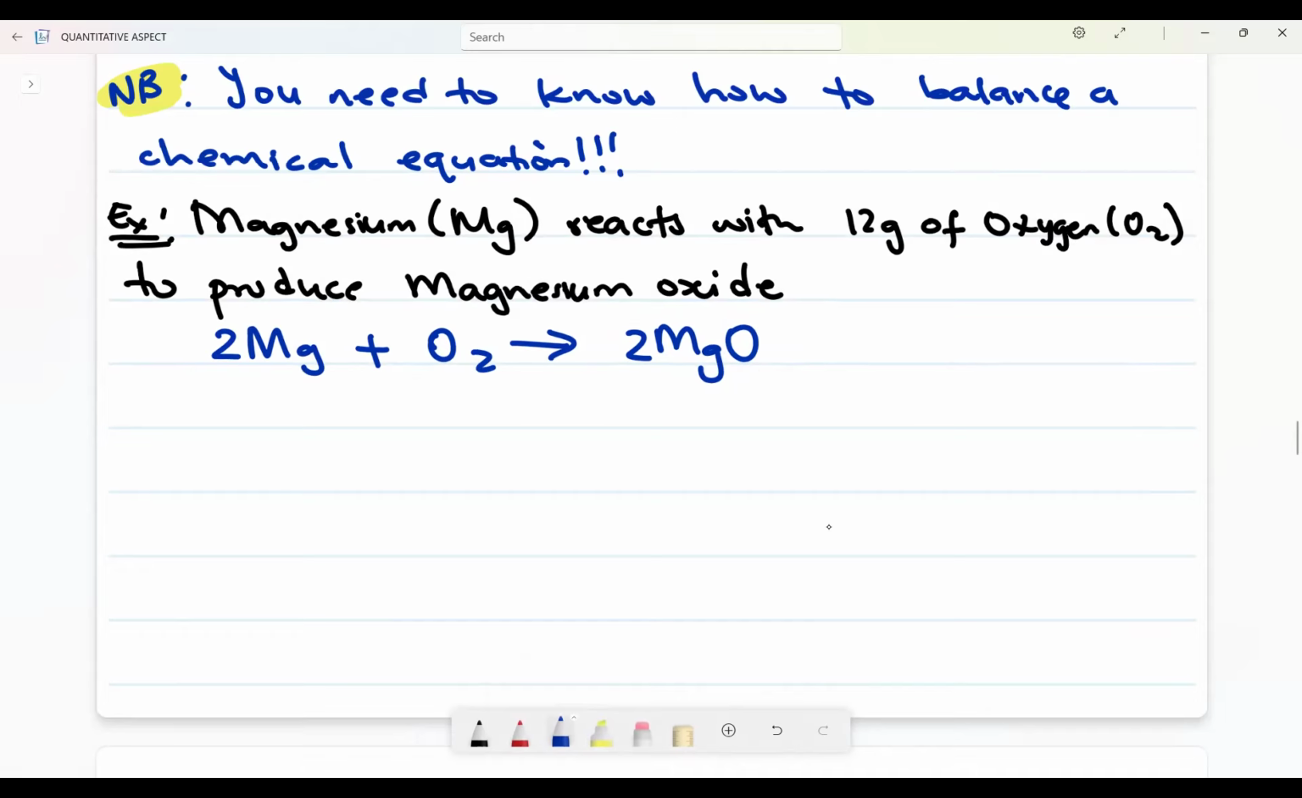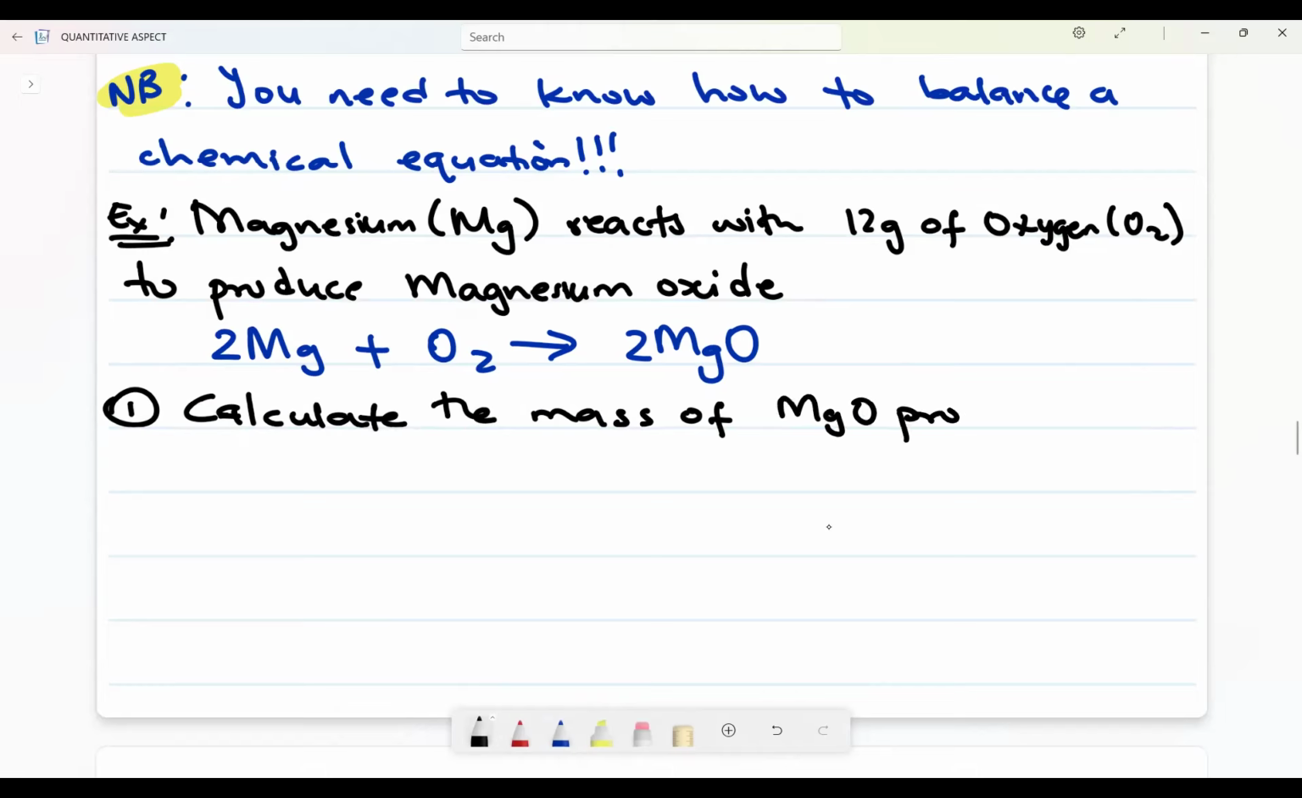Okay, let's say the question says, number one, calculate the what? The mass of magnesium oxide produced.